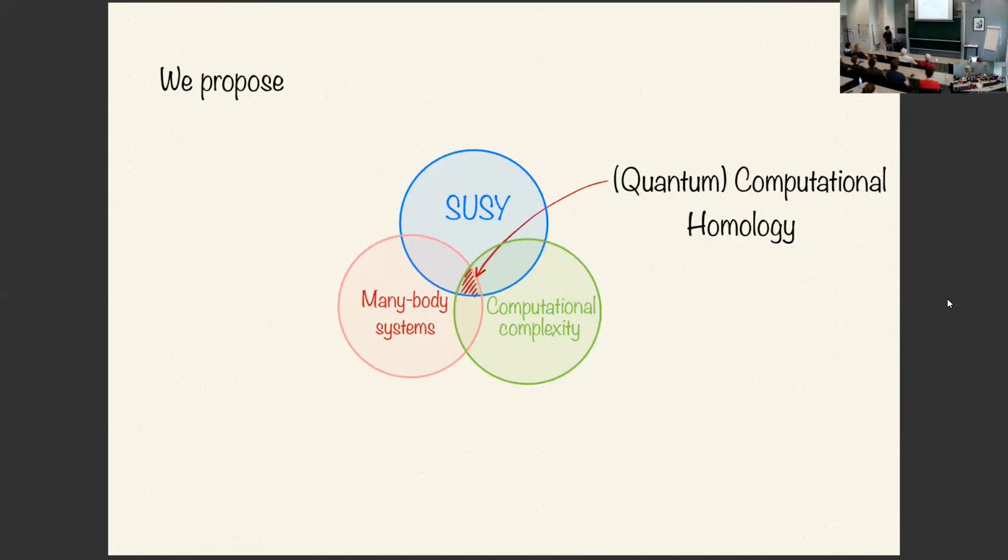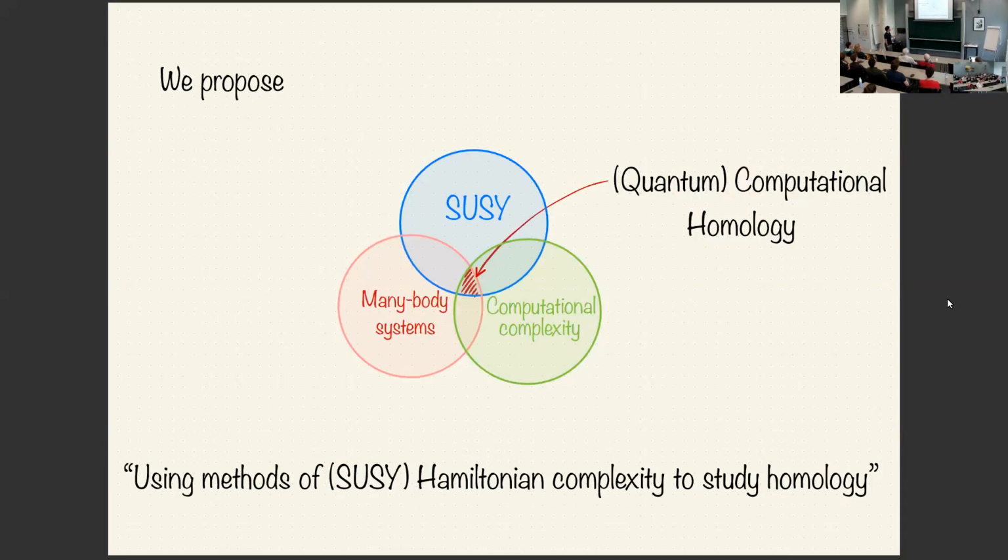It comes again from physics. So taking this into account, the set of ideas with Chris, we propose to consider a field that you may call quantum computational homology, which arises at the intersection of these three circles here. So it'll be the study of many body systems, computational complexity, and supersymmetry. And the claim is that in this intersection, there is this field, which you can define as the field which uses methods of supersymmetric Hamiltonian complexity to study homology, or problems in computational topology.